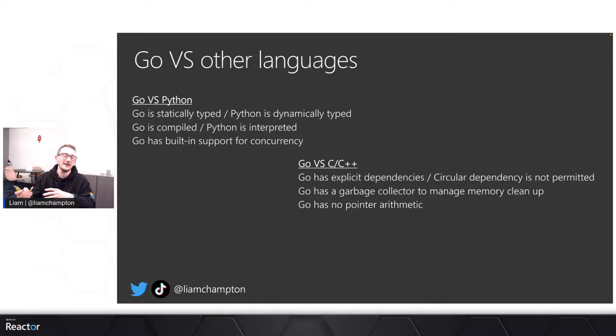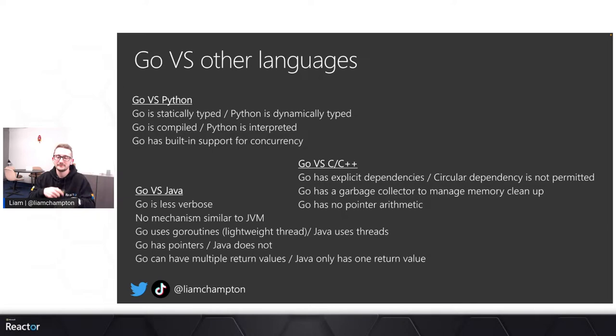Go has no pointer arithmetic, whereas C and C++ do. Again, a really big sticky point for some developers. And let's look at Java, because this is what people tend to compare Go with. It's either Java or Rust, but I'm not going to talk about any Rust today because that's like a forbidden word. Just a joke. Go is much less verbose.